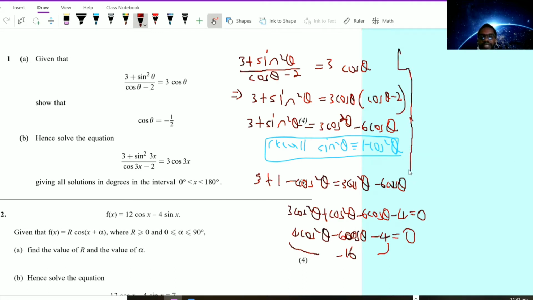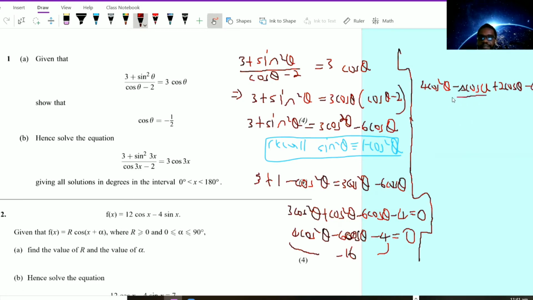Notably, you can make a substitution. You can say let cos theta equal to u. But you don't have to do that. All right, so probably we could use negative 8 and positive 2. So I'm going to have 4 cos squared theta minus 8 cos theta plus 2 cos theta minus 4 equal to 0. All right, good so far.